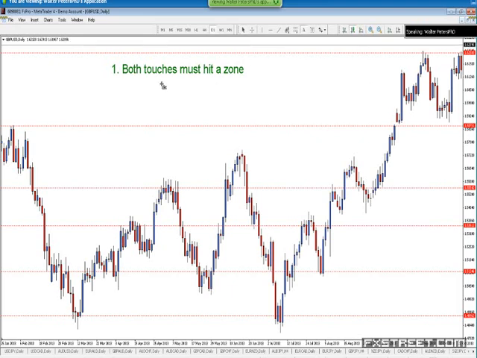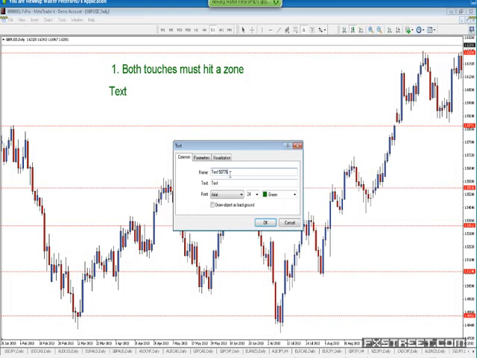The second rule is we want to see between 6 and 10 candles between touches. I would say a minimum of 6 candles between touches. It's better really though if it's 10 or more.